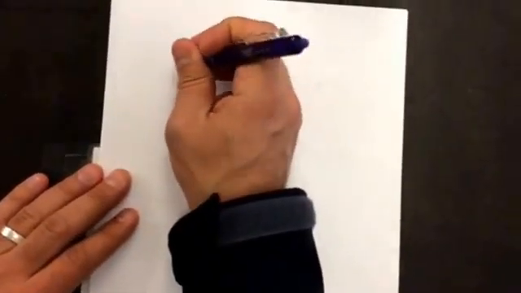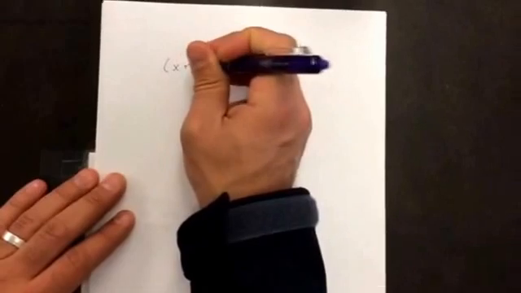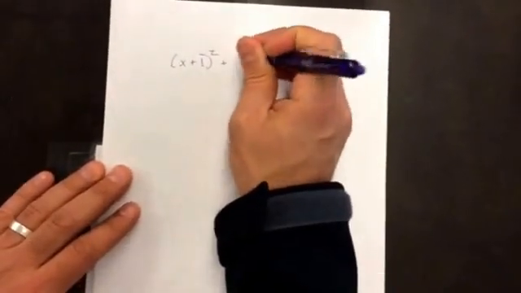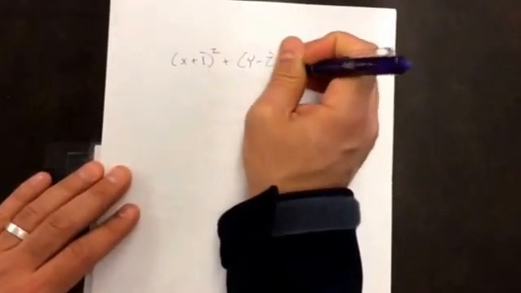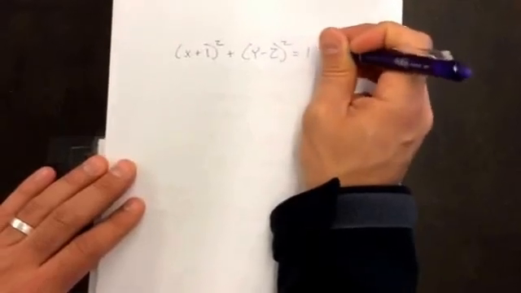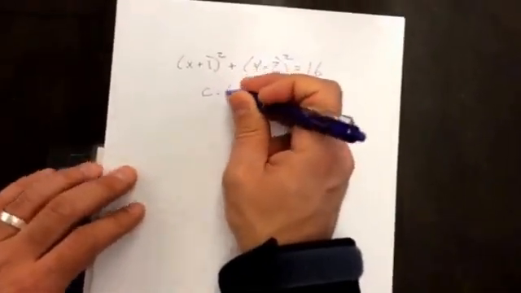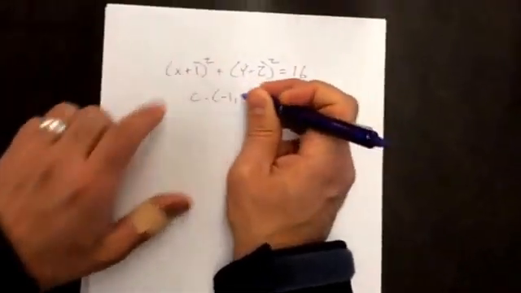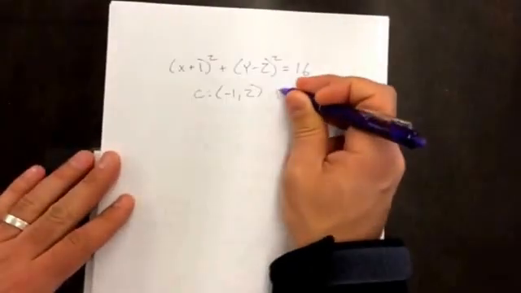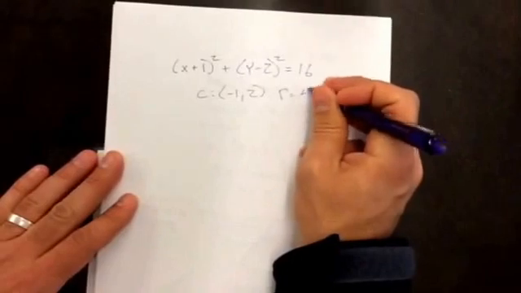All right, so that's the first part. That's the most basic portion of it. What we're also going to have to do is graph them. So I'm going to label the center first. The center is at -1, 2, and my radius is the square root of 16, which is 4.